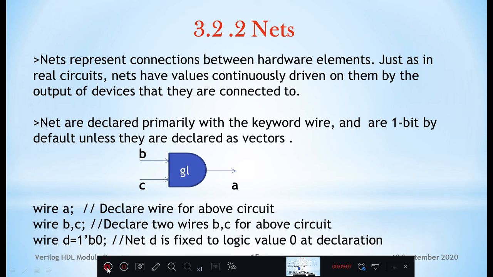One more representation. Wire D is assigned with 0. Net D is fixed to logic value 0 at declaration. We are declaring wire D as well as initializing it with value 0. The syntax is 1'b0. So the value is written in binary, the size is 1 bit, and the value is 0 that we are assigning to D.